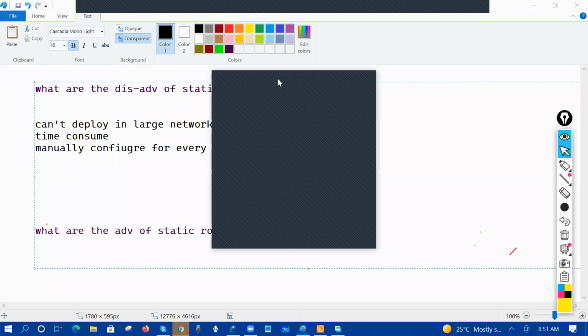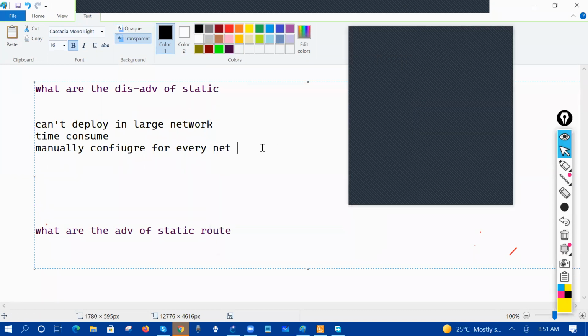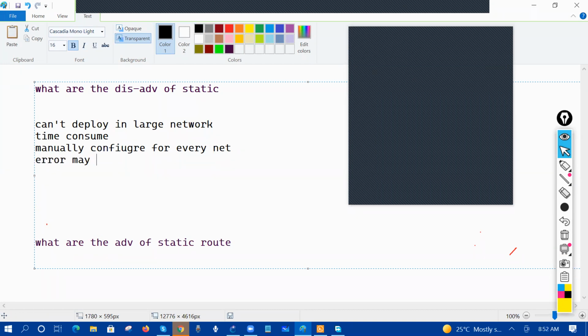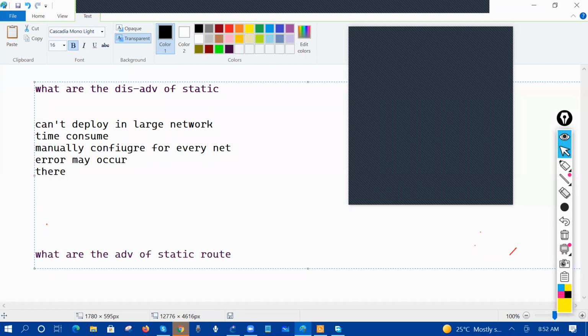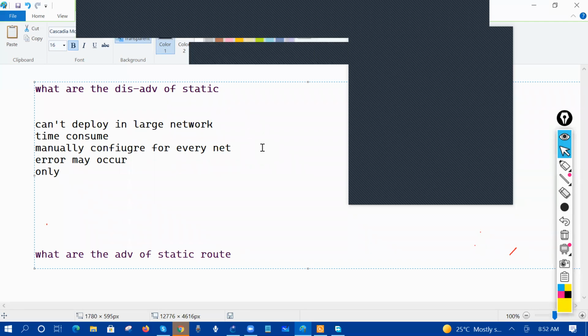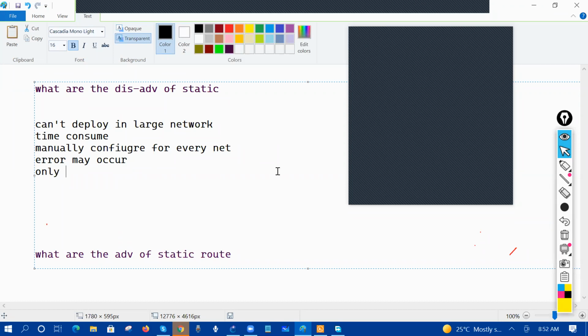Error may occur, right? They are stable for only some topology. Okay, good. A very good exam advantage. Is it an advantage or disadvantage? The stable one cannot reroute the traffic. Good one.